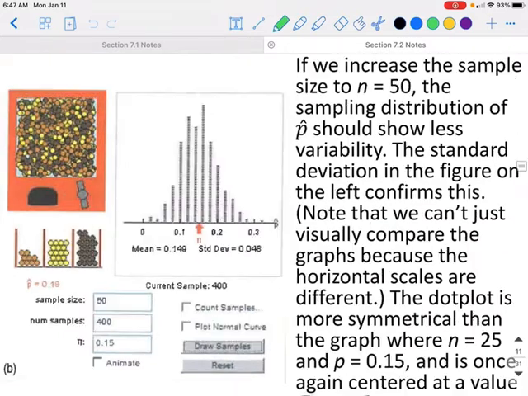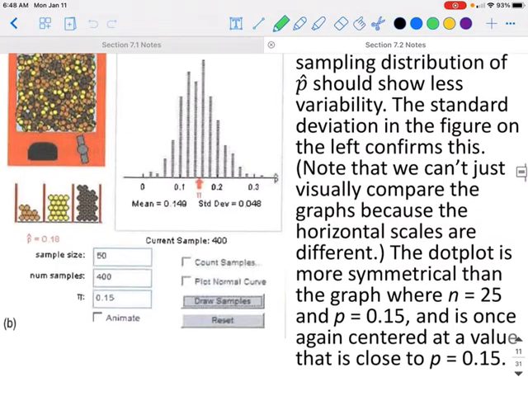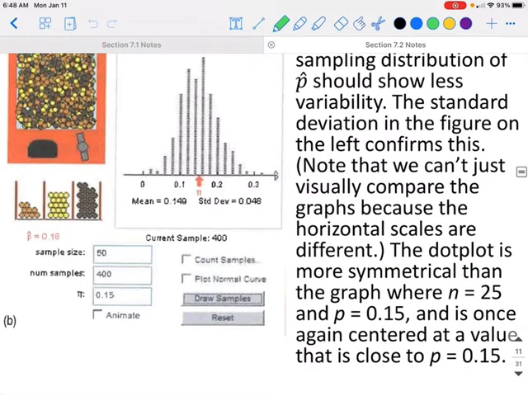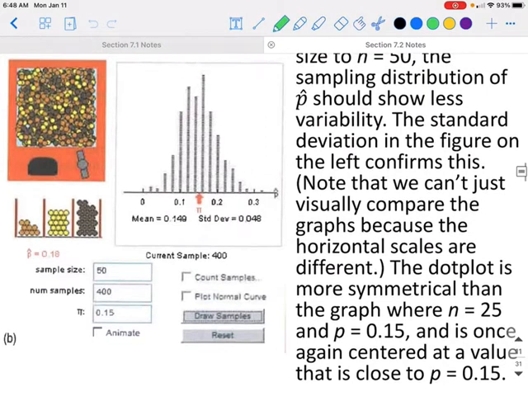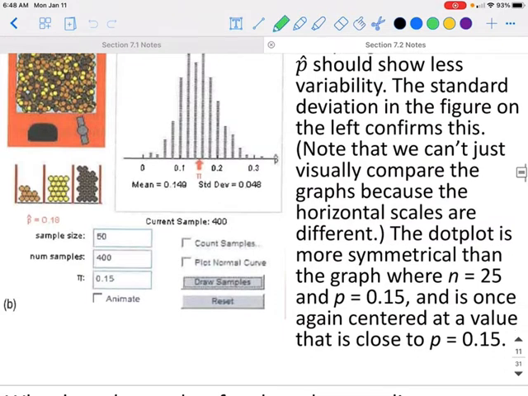If we increase the sample size to 50, now the sampling distribution of p hat shows even less variability. The standard deviation of the figure is 0.048. Note that we can't just visually compare graphs because the horizontal scales are different. The dot plot is more symmetric than the graph when n, our sample size, was 25 and the proportion was 15%. And once again, it is centered very close to the actual population proportion of 15%.